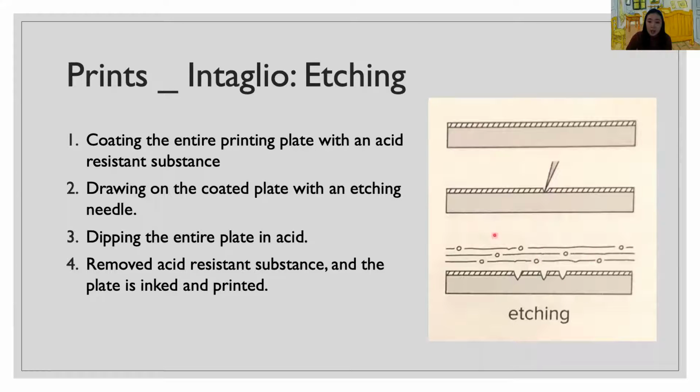And the entire plate is dipped in acid to make a depression, to make a deeper printing color like this. And only the portions of the plate where the ground is removed are etched, and the plate is inked and printed. So that is the basic concept of etching. Let me show you a video to see the process.